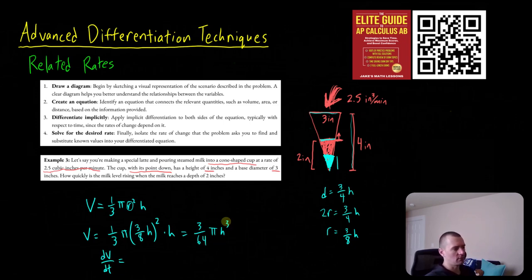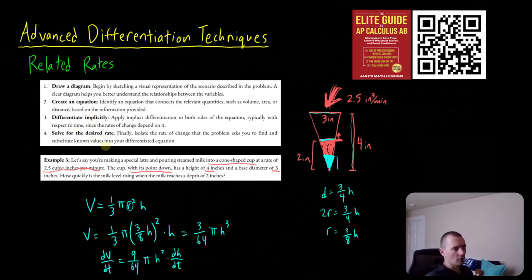Then to take the derivative of the right side of our equation, we would just use the power rule here. So bring the 3 down in front, lower the power by 1, and then we also have to apply the chain rule. I went into a bit more detail about this in my implicit differentiation video. If you want to check that out, I'll put an info card up at the top there. But bringing the power down in front and lowering the power by 1 would essentially leave us with 9/64 pi h squared times dh/dt. So that's our implicit differentiation step.